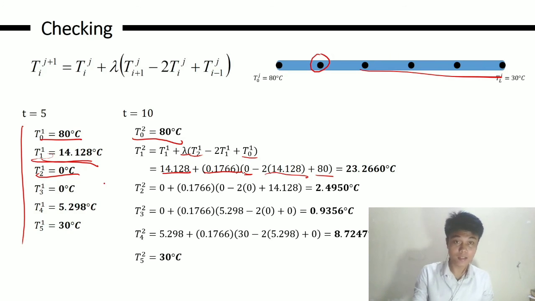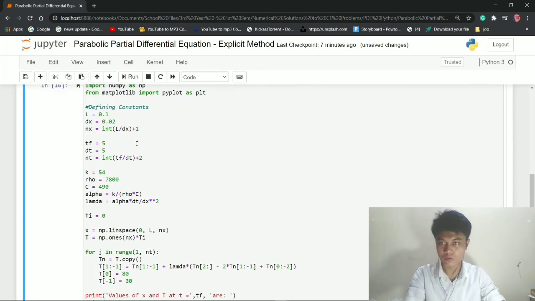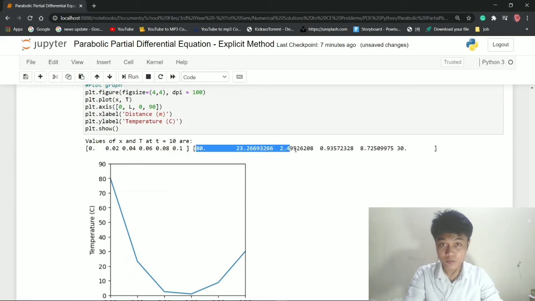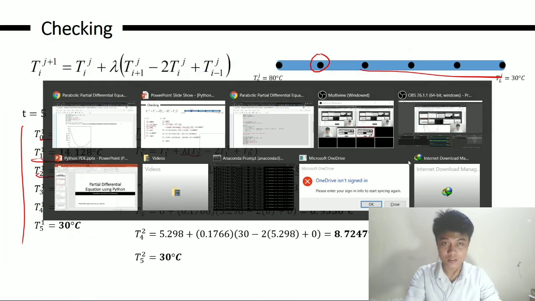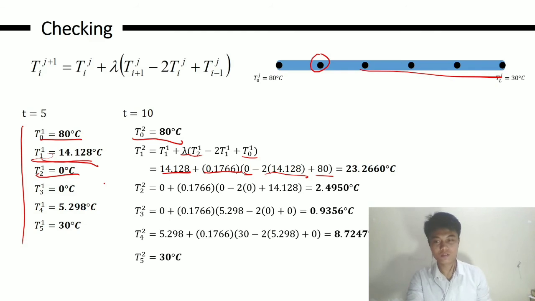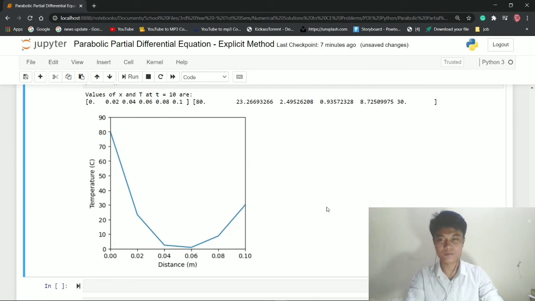So, tama nga ba yung ating sagot? Same nga ba? So, 80, 23, 208. So, try natin 10 dito. So, 80, 23, 208, 30. So, same, di ba? So, that means, tama yung ating coding. Tama yung ating pag-code compared sa mano-mano, di ba? So, we can say that tumpak ito. This is accurate.